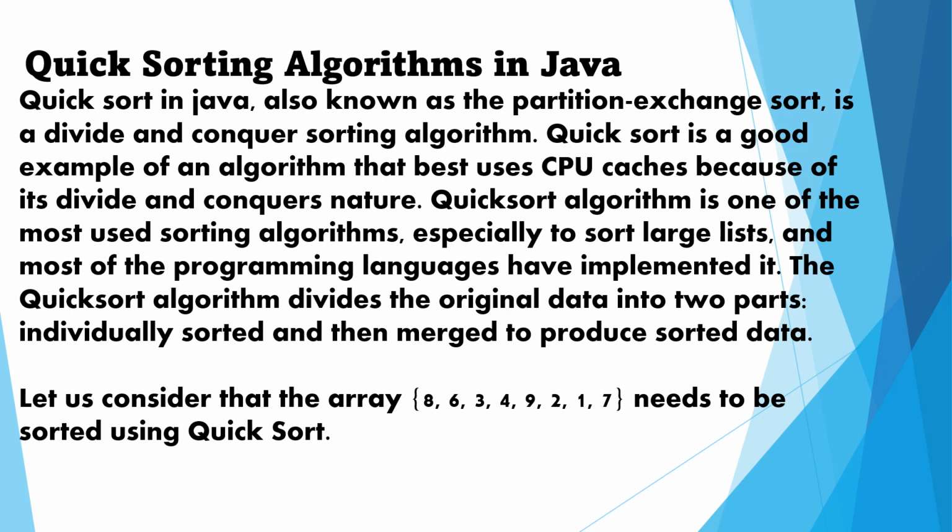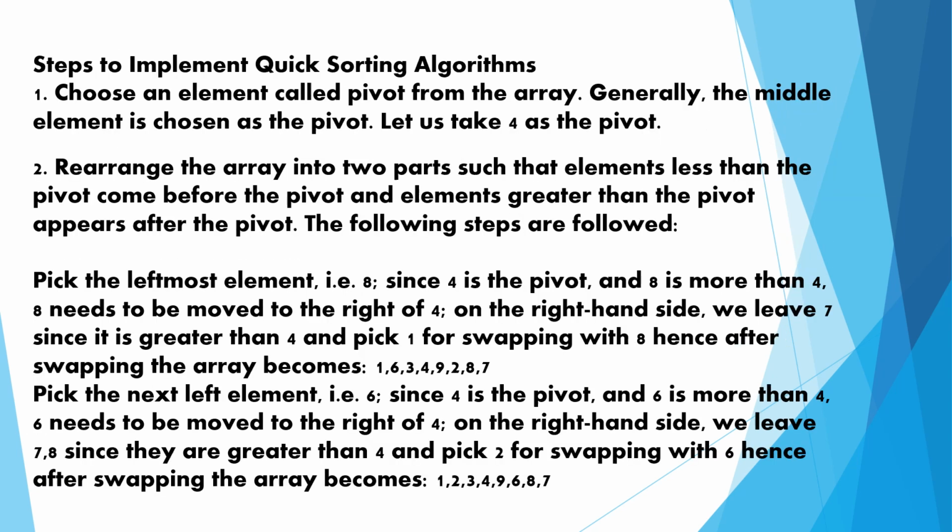8 6 3 4 9 2 2 1 7 needs to be sorted quickly using quicksort. Steps to implement the quicksort algorithm. Choose an element called pivot from the array. Generally, the middle element is chosen as pivot. Let us take 4 as a pivot.